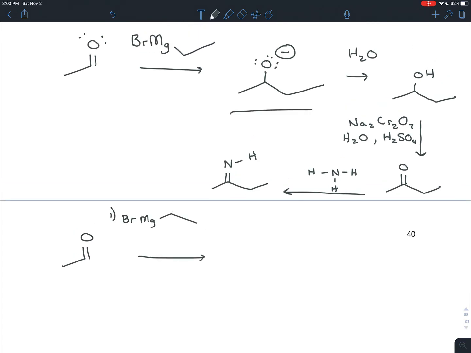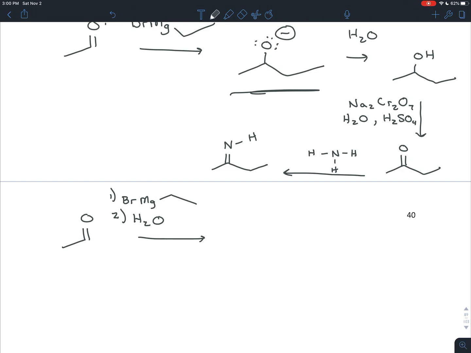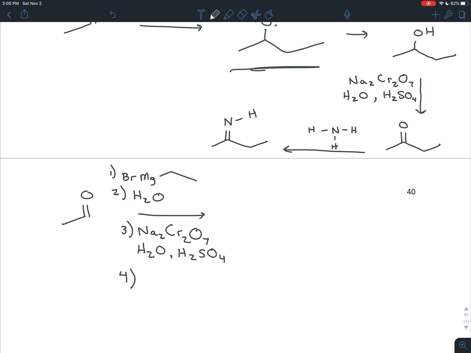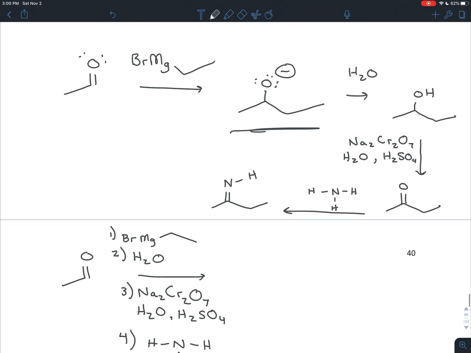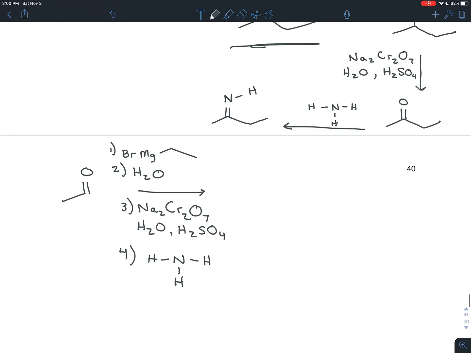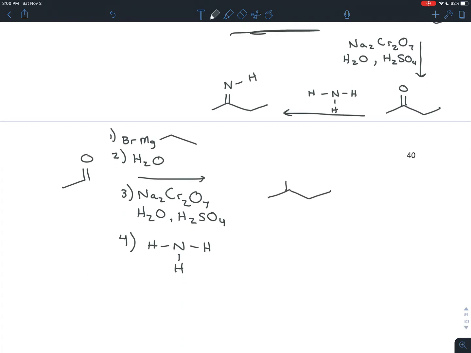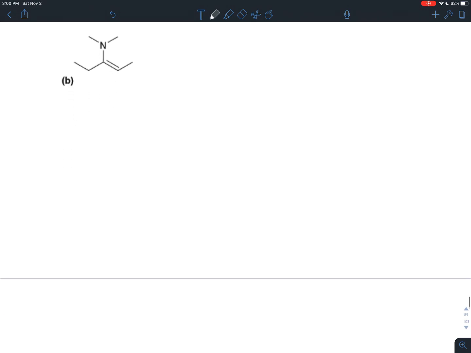First, ethyl magnesium bromide. It gives you this. Stabilize the negative charge with water. It gives you this. Oxidize that alcohol, the secondary alcohol, with sodium dichromate in water and sulfuric acid. And then turn the ketone into an imine by adding an amine that has at least 2 hydrogens. The third group will be whatever you want left on the nitrogen after it forms the imine. And that will give you that product. Okay. Pretty fun, pretty fun.